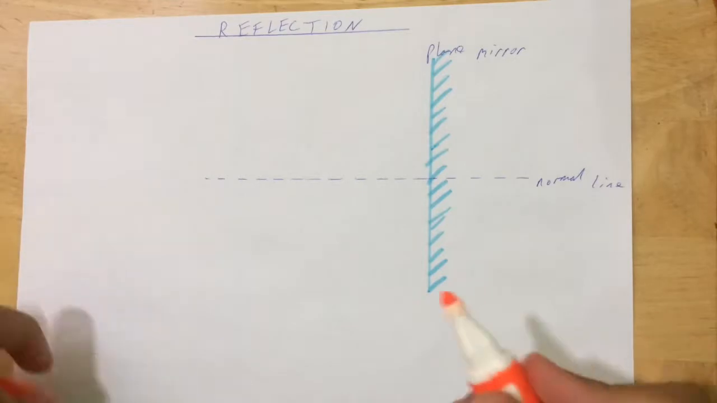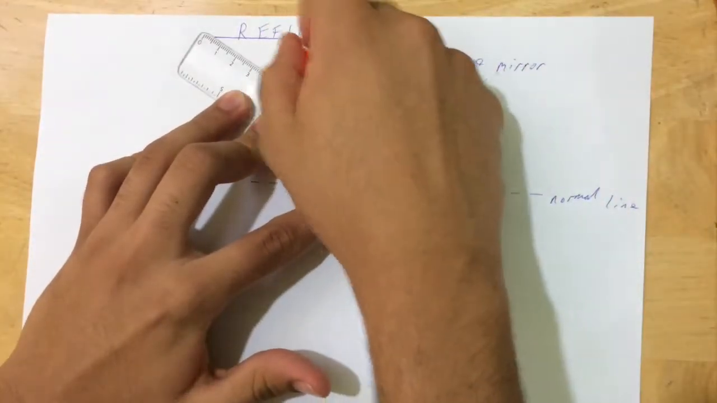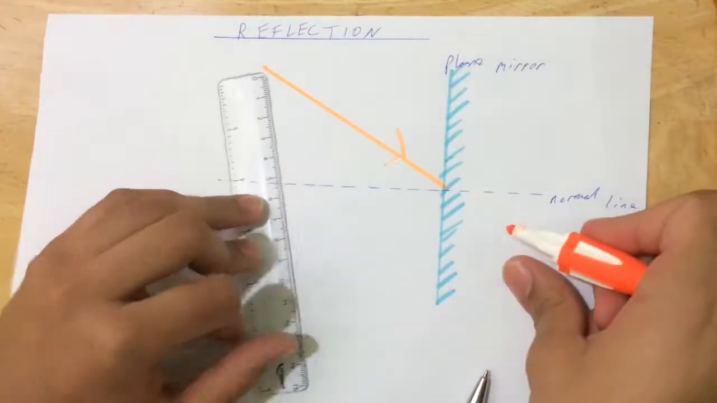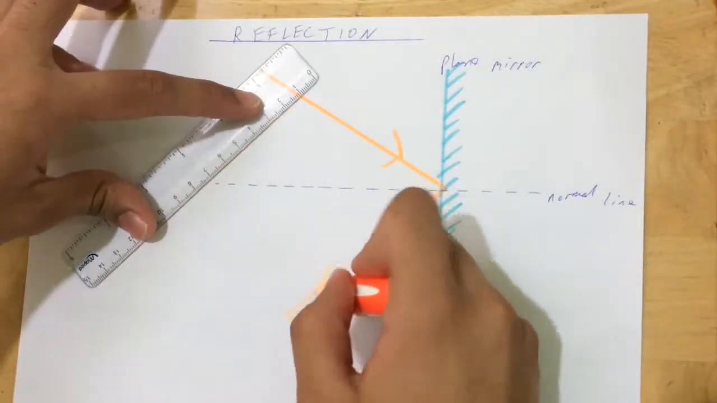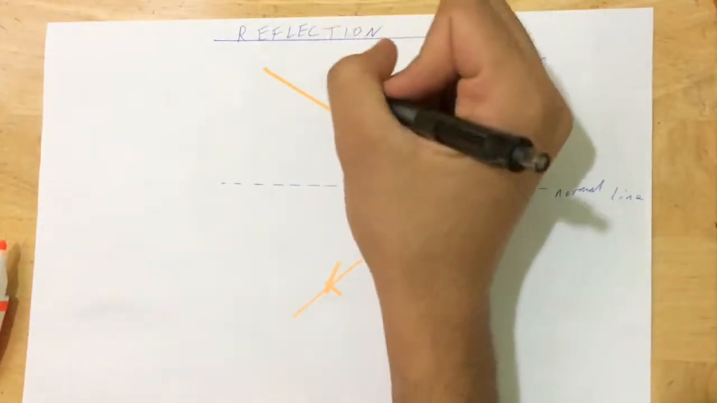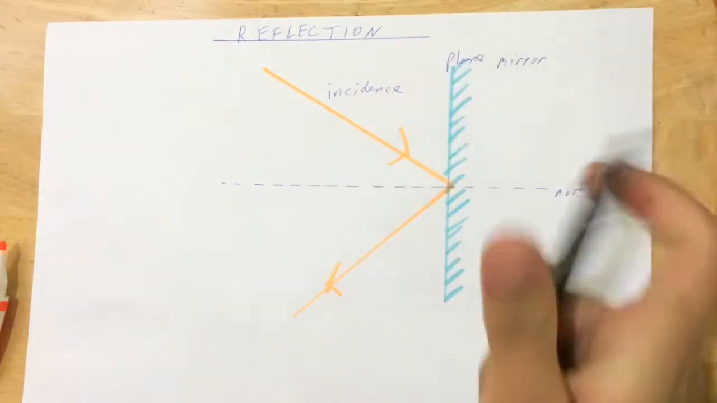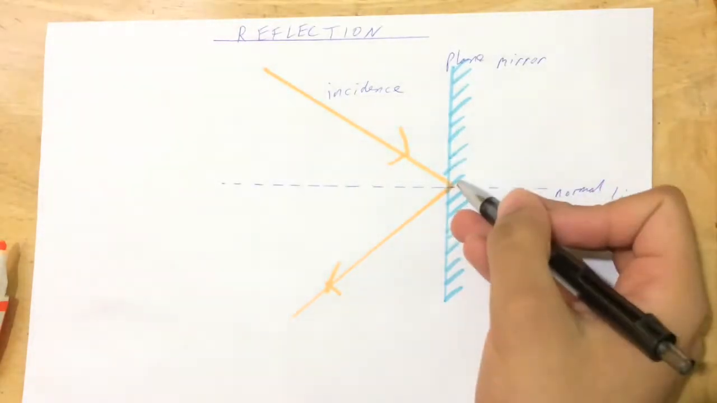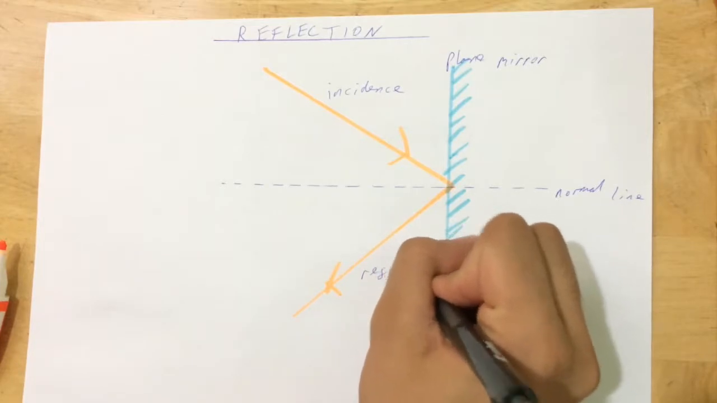Let's draw a light ray. Say it's coming from here. When it reaches the plane mirror, what do you think will happen to it? It will be reflected. Let's look at this diagram closely. This ray, we call it the ray of incidence, which is the ray that is first being shone onto the mirror. The ray that is reflected, we call this the ray of reflection.